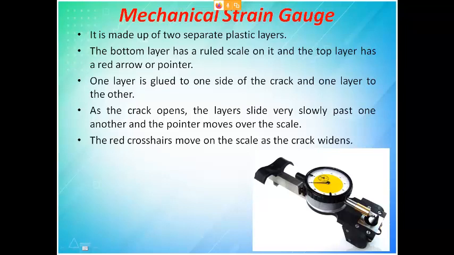One layer is fixed; the bottom layer has a ruled scale on it, and the top layer has a red arrow or pointer. One layer is glued to one side of the crack. This mechanical strain gauge is used to measure the cracks which are going to occur in civil structures. So this is basically used by civil engineers.